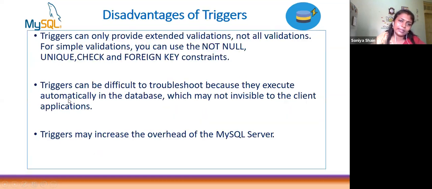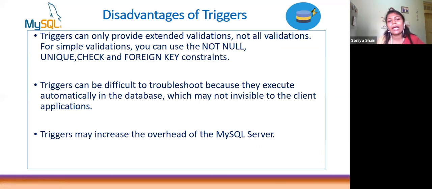Let us go for the disadvantages. So what are the disadvantages we can mention? Triggers can only provide extended validations. So it cannot be applied for all types of integrity checking. It is mentioned here that it can be used with the constraints not null, unique, check, foreign key, like that. Some constraints you can apply these triggers.